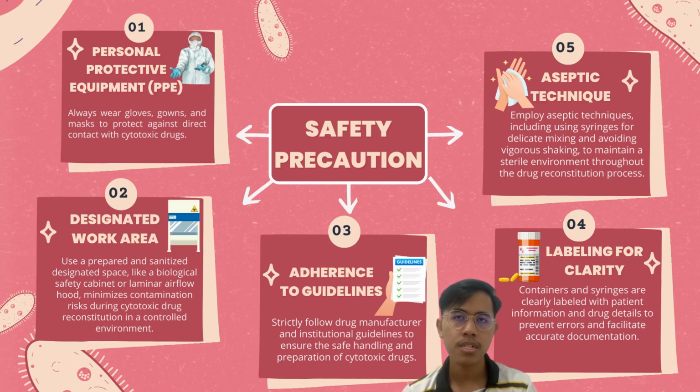The second one is designated work area. Use, prepare, and sanitize designated space like a biological safety cabinet or laminar flow hood to minimize contamination risk during cytotoxic drug reconstitution. The third one is adherence to guidelines. Strictly follow drug manufacturer and institutional guidelines to ensure the safe handling and preparation of cytotoxic drug reconstitution.